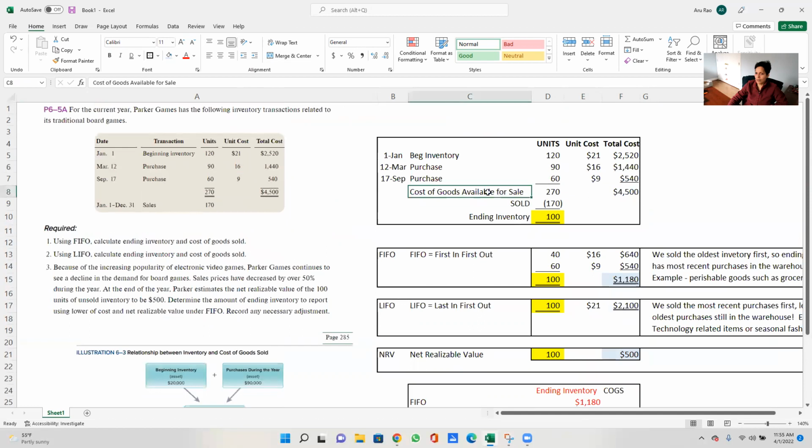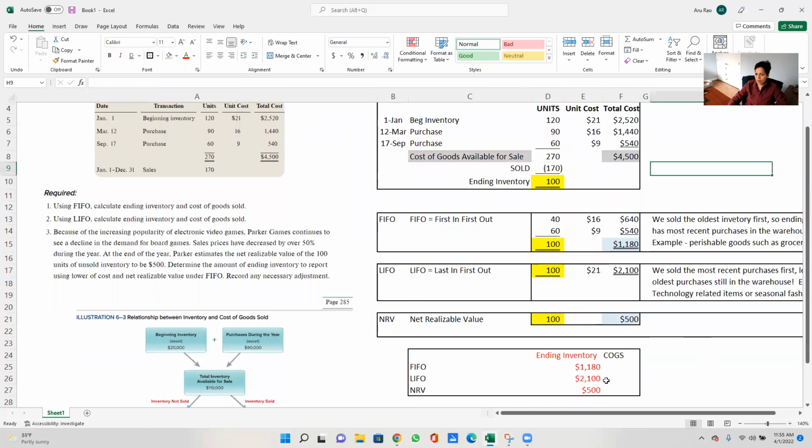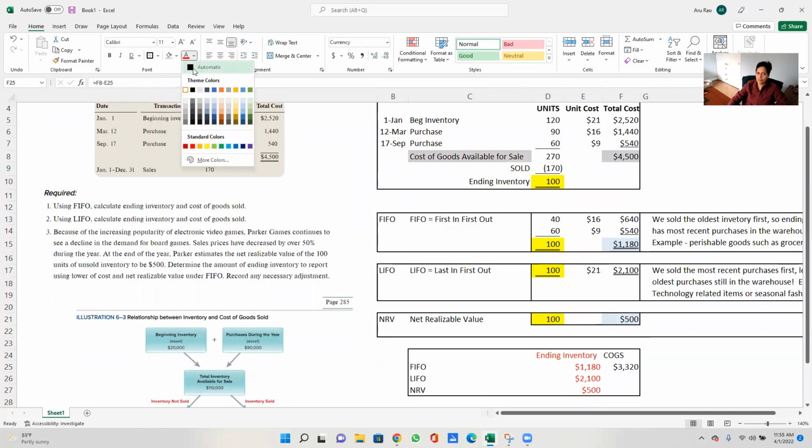Cost of goods available for sale. This number over here. Cost of goods available for sale. The dollar amount is 4,500. Okay. Under the FIFO method, if I assign 1180 to ending inventory, how much should I assign to cost of goods sold? 4,500 minus 1180, I should assign to my cost of goods sold.